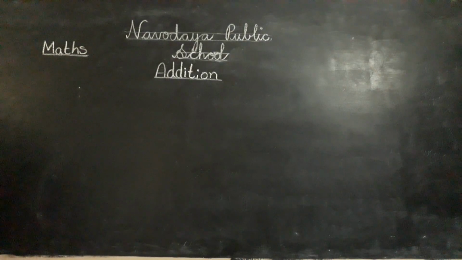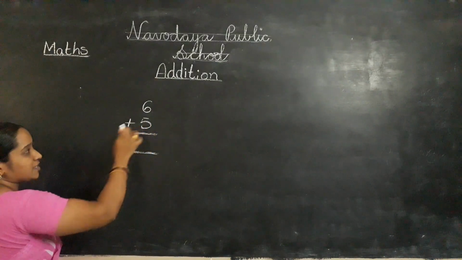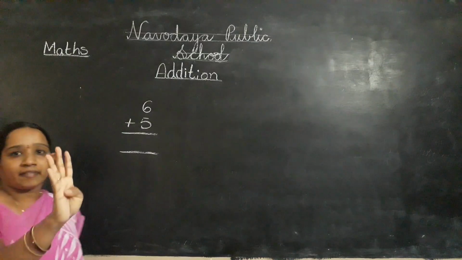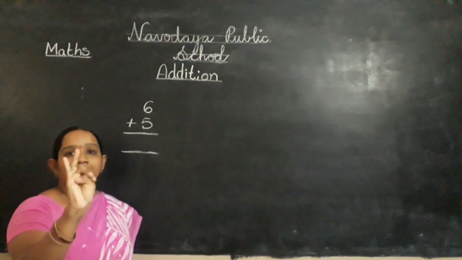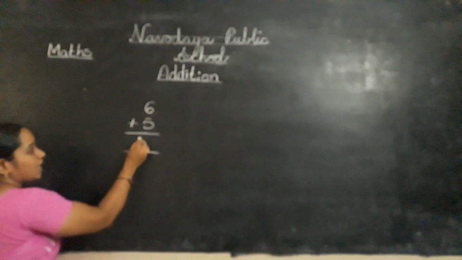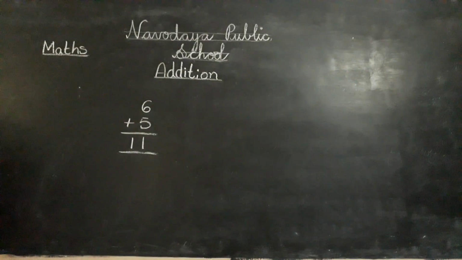And next one, add 6 plus 5. How much? 6 plus 5. Take 5 fingers. 6 after: 7, 8, 9, 10, 11. So 6 plus 5 how much? 11. And change the addends order.